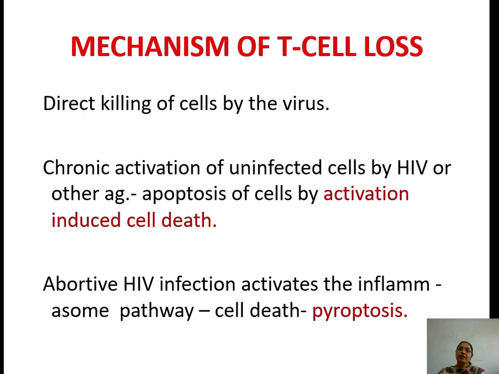Now the mechanism of T cell loss can be the direct killing of the cell by the virus, or there may be chronic activation of uninfected cells by HIV or other antigen, which leads to apoptosis of cells by activation-induced cell death, or abortive HIV infection activates the inflammasome pathway, which will lead to cell death known as pyroptosis.